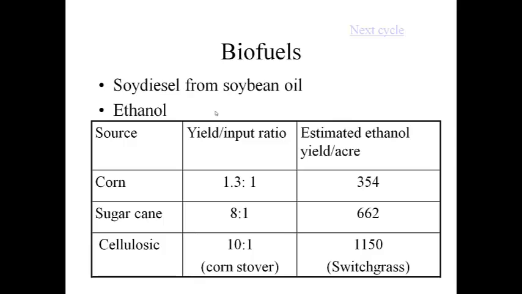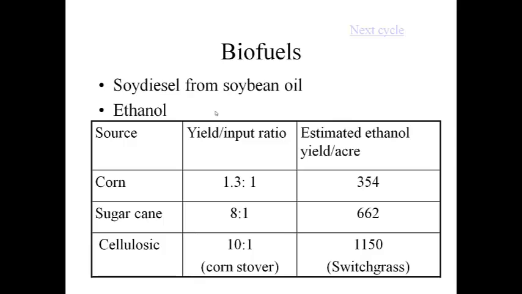Sugarcane has an advantage because yeast does like sugar, so there doesn't have to be any processing with that. You put the yeast with the sugar and out comes the ethanol. So that puts its yield to input ratio much higher at 8 to 1 with an estimated ethanol yield per acre of 662. Cellulosic refers to making ethanol from cellulose, which is the leftover parts.